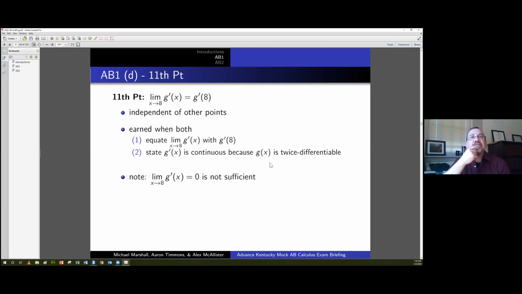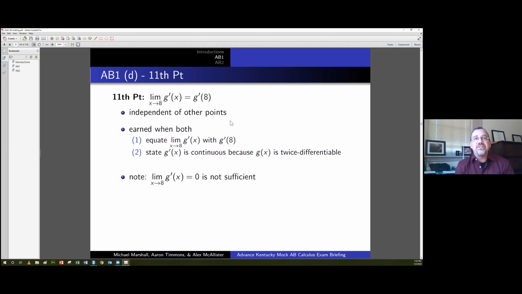All right, the 11th point. So this limit of g prime equals g prime of 8. Again, this will be independent of the previous points, any of the other points. And we're gonna be looking for 2 things. We wanna see them, the way the scoring guideline mentions, equating this limit of g prime with g prime of 8. But in addition, why is that true? We wanna see them make that connection, stating that g prime is continuous because g is twice differentiable. We need to see them using information about the given function g to justify this equality.